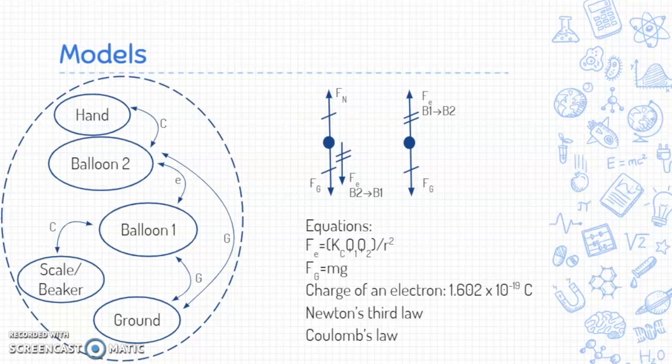For our models, we used a system schema to show the electric force between balloon 1 and balloon 2, and all the other forces that are within the system. The first free body diagram shows that the force of gravity is equal to the normal force, and the electric force between balloon 1 and balloon 2 are equal and opposite, which follows Newton's third law. The equations that we use include the electric force equation and the force of gravity equation. We needed to know the charge of an electron, and since we knew Coulomb's law, we knew that since the balloons had like charges, they would repel each other.